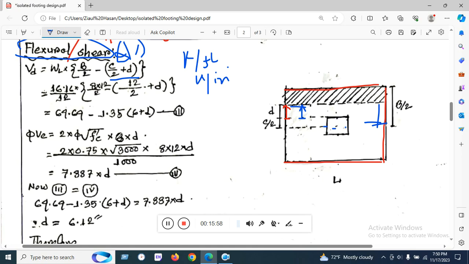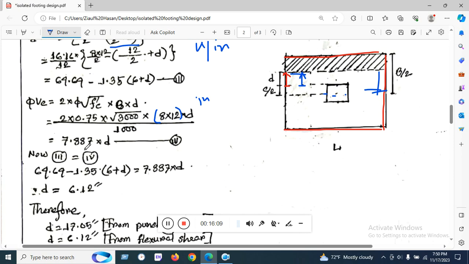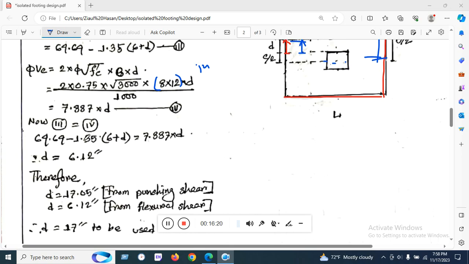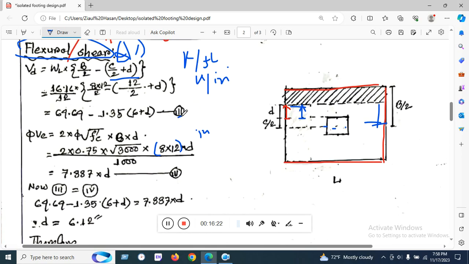In the same way, the flexural shear capacity is 2 into 5 root over F prime C into B into D. Here B is 8 feet, which is multiplied by 12 for converting to inches, and we find 7.88 into D, with all values in inches.